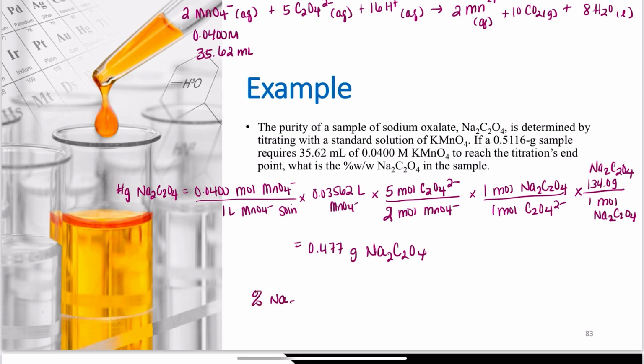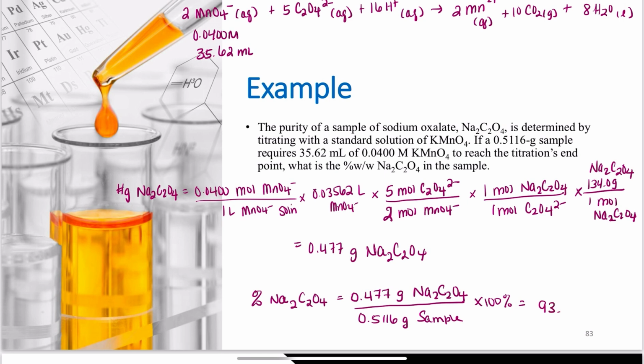So the percent Na2C2O4 is equal to 0.477 grams Na2C2O4 divided by 0.5116 gram sample. Times 100% gives me 93.2%. So depending on what you're doing, 93% is pretty pure. That may work for what you need.